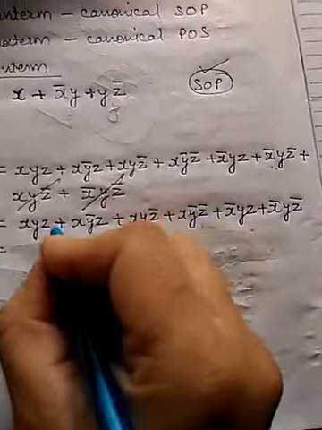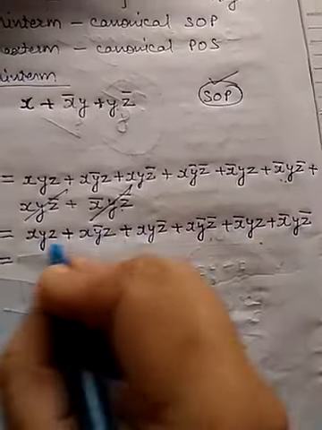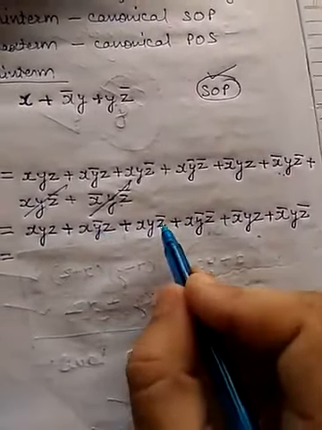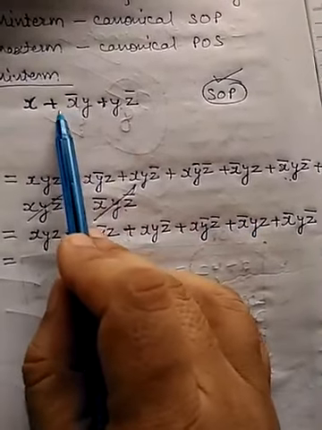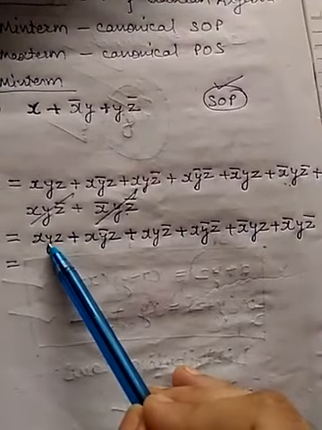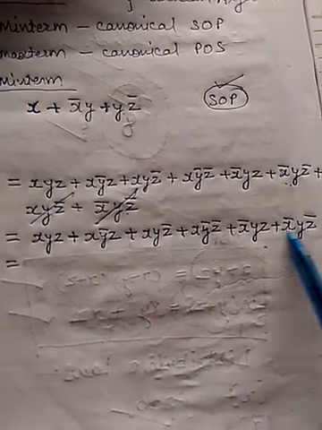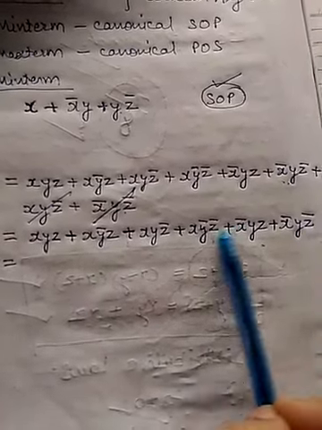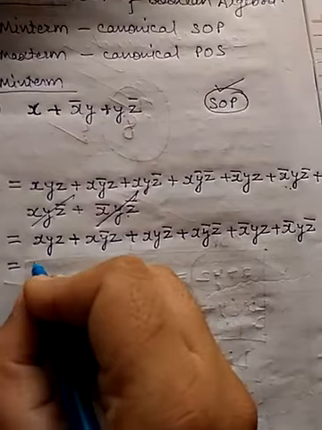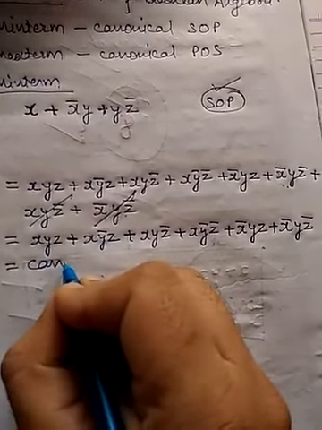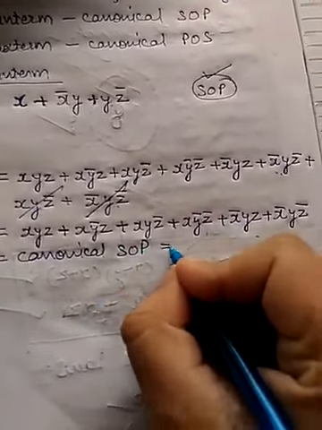Now look very carefully. This function is in the form of sum of products, and look at this, each term of the function contains all the variables. Means in this function there are three variables x, y, z. Look here, x y z, x y z, x y z, x y z, x y z, x y z. Means all the terms are containing all the variables of the function as well as it is in the sum of product form, then we can say that it is canonical sum of product, which is minterm.